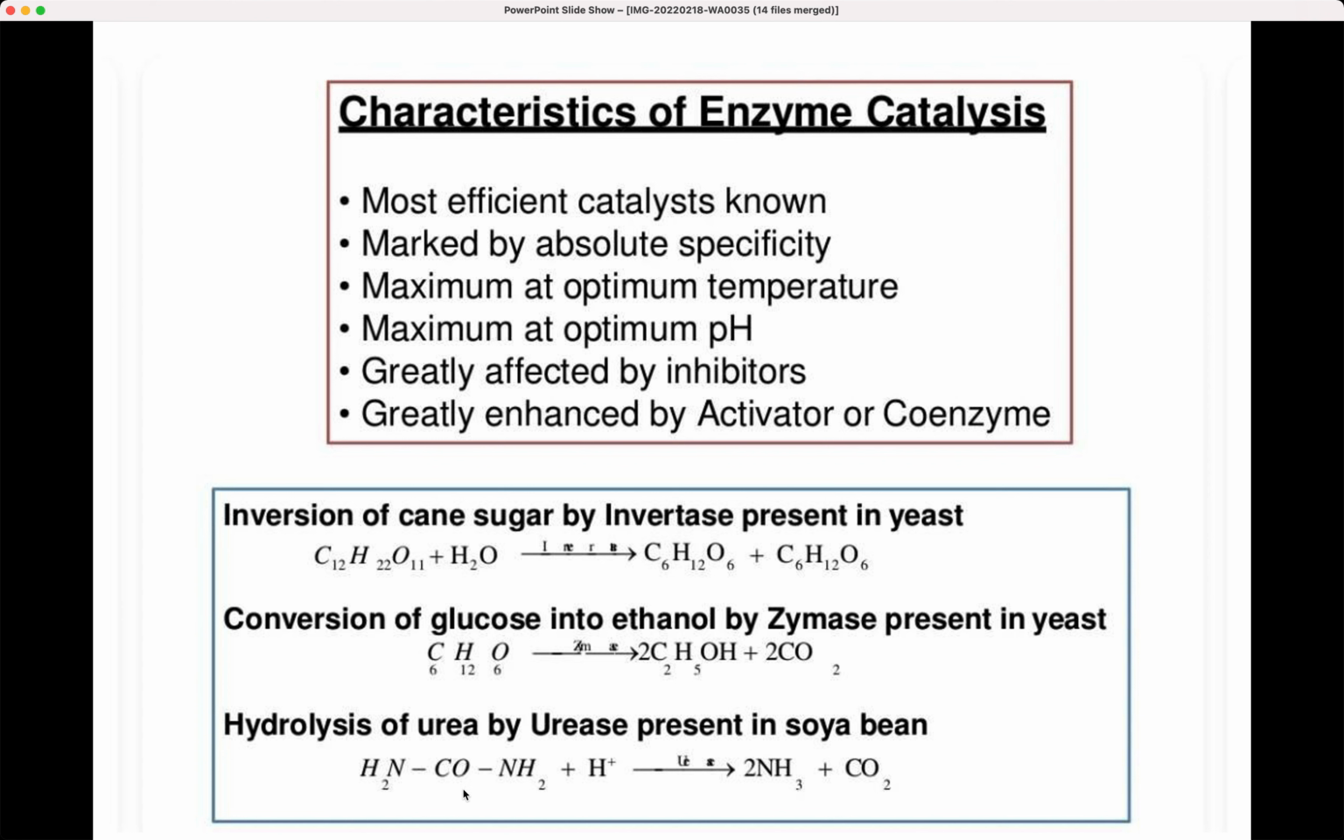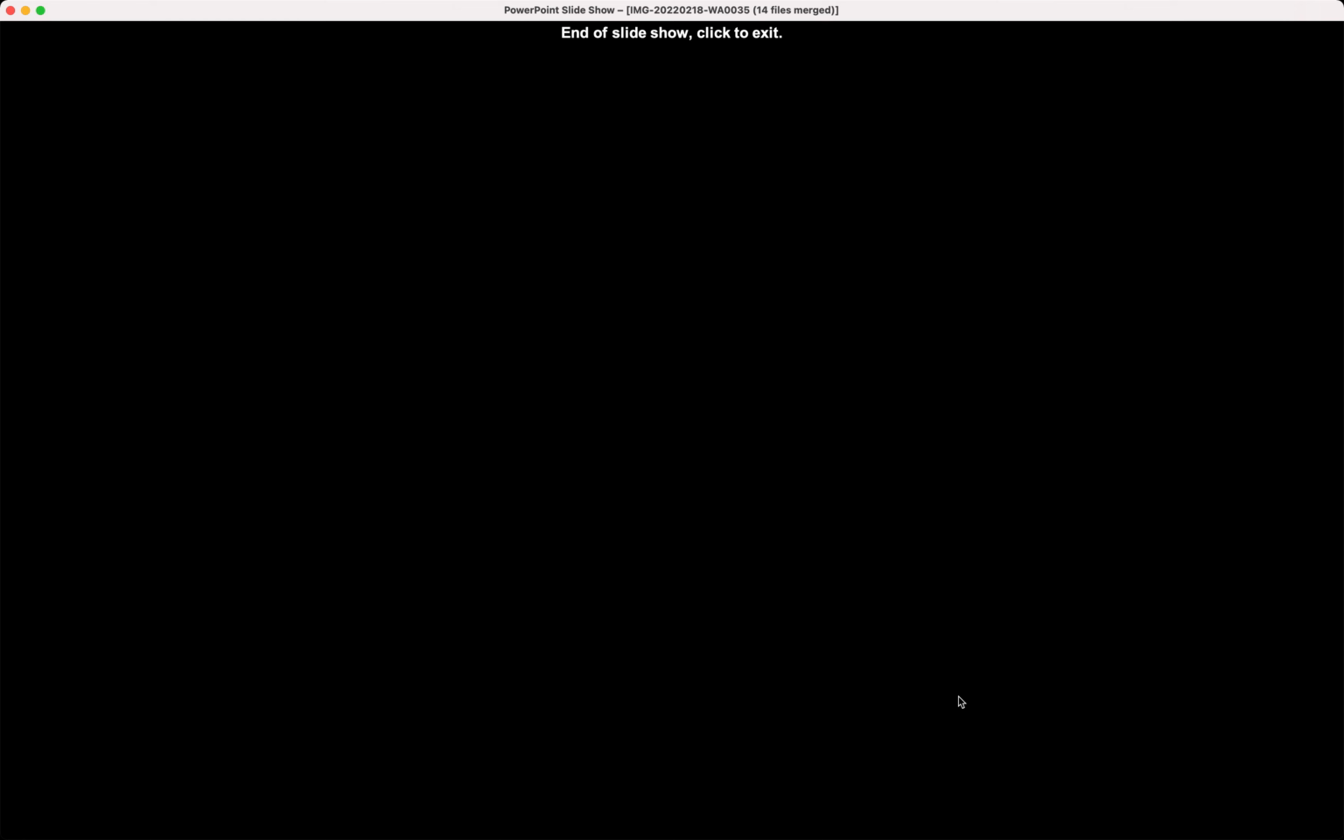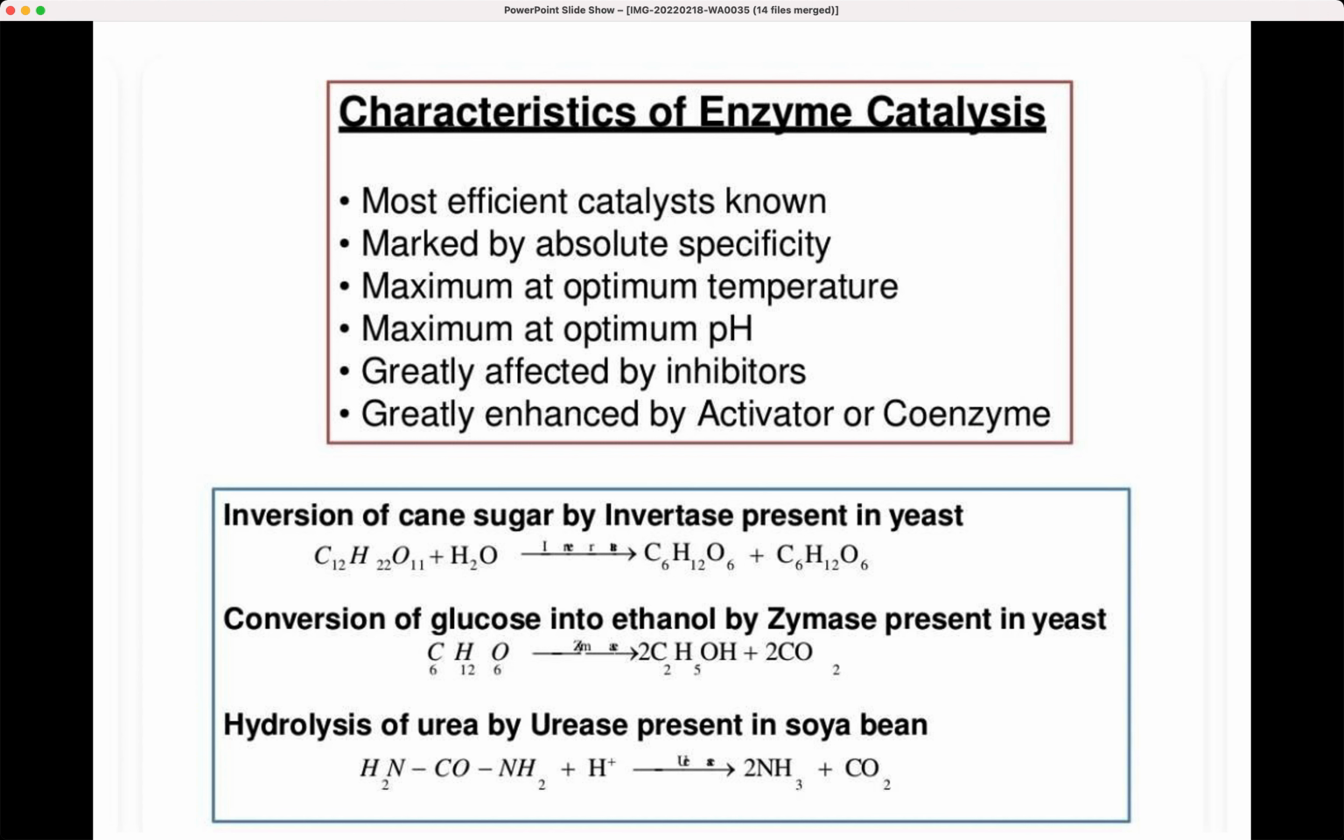Now hydrolysis of urea. What is urea? NH2CONH2 plus H2O gives 2NH3 plus CO2. Okay, now with that we come to the conclusion of this unit.